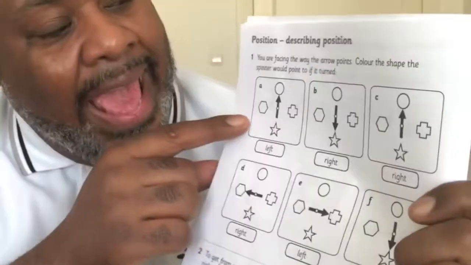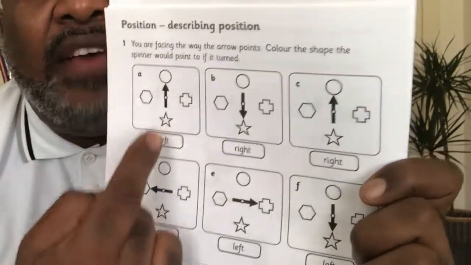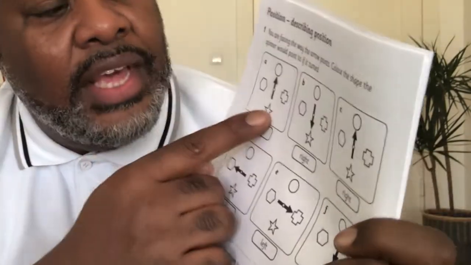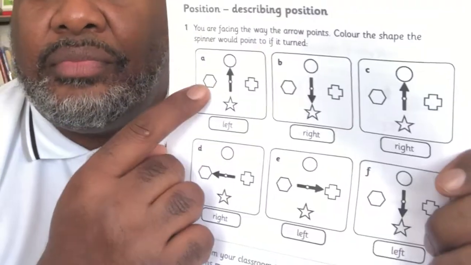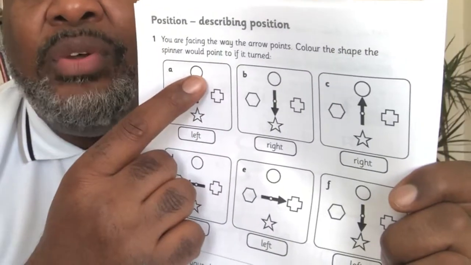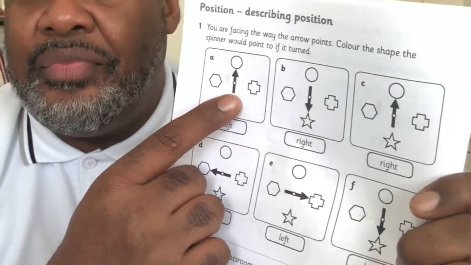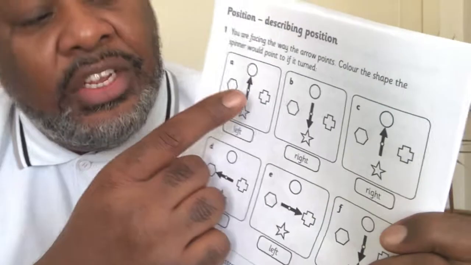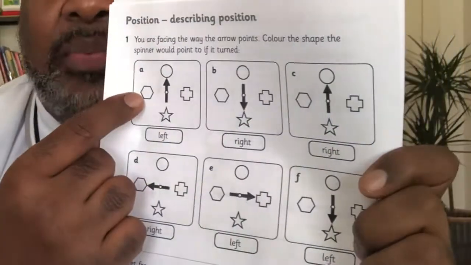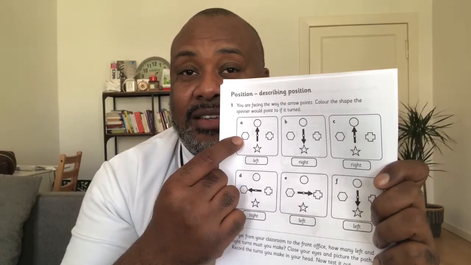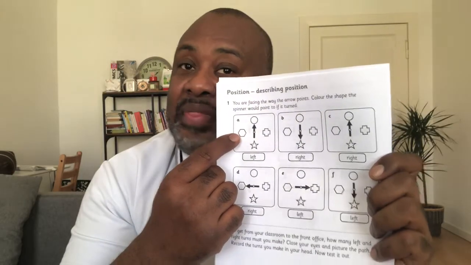So you're facing the way the arrow is facing. Color the shape the spinner would point to if it was turned. So we look at A, the arrow is pointing up, so you're facing that direction. If the arrow is turned left, will it go here or would it go here? If the arrow is turned left, where would it go? It goes to the left. So in this case, with question A, it would go here to the shape that has 6 sides, a hexagon. Okay, that's where it would go.